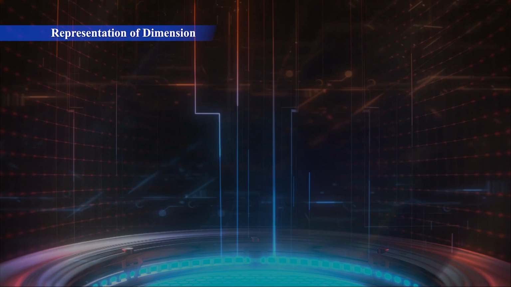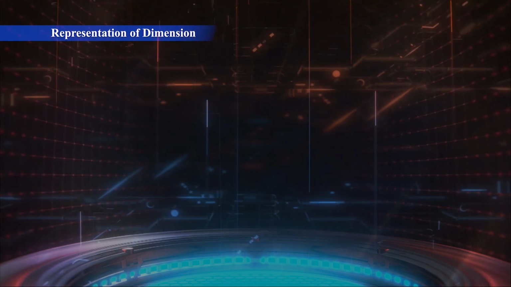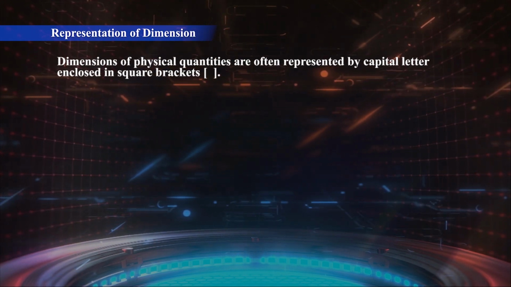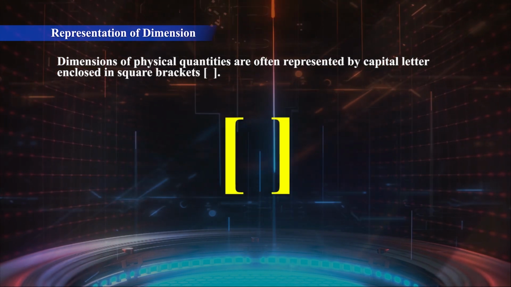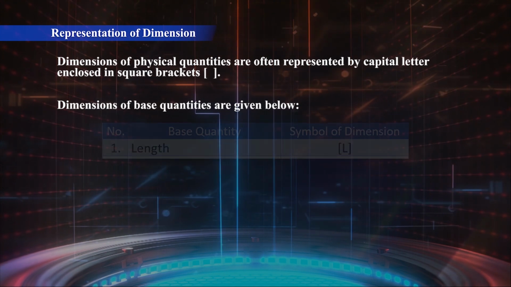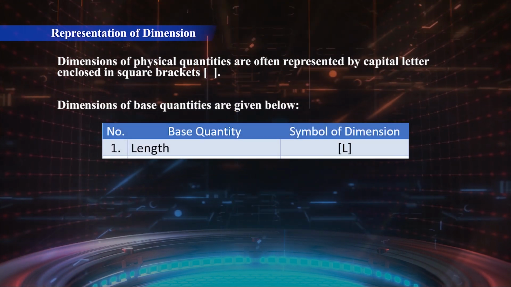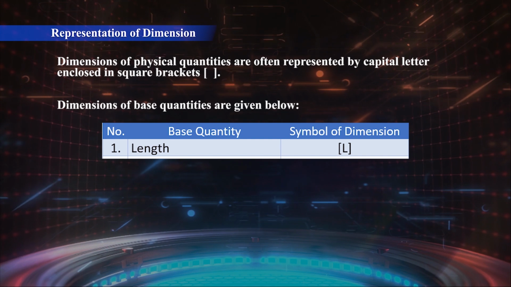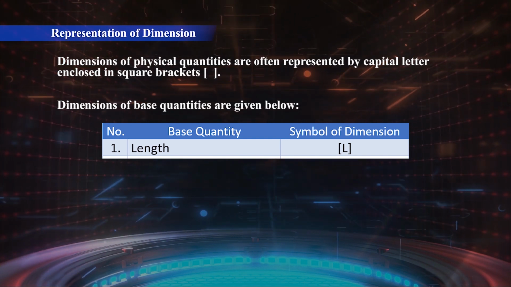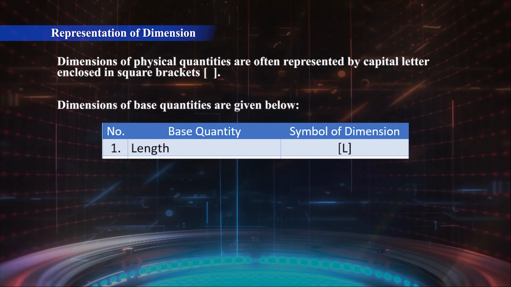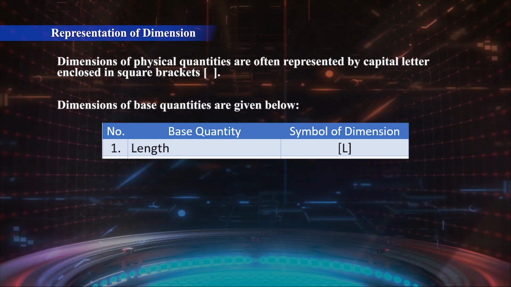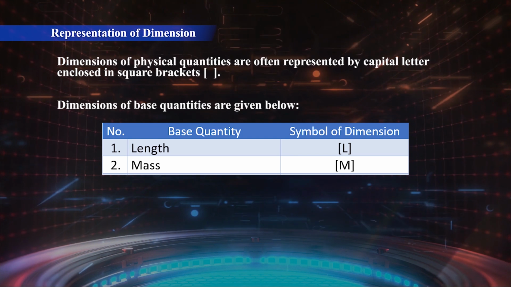So students, how do we represent dimension? Dimensions of physical quantities are often represented by capital letters enclosed in a square bracket. These are the dimensions of base quantities given in this table. You can see the length, which is one of the base quantities. We can represent length in a square bracket with the symbol L. So this is the symbol of dimension.